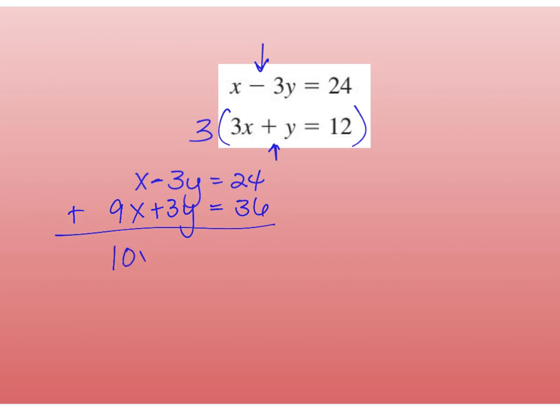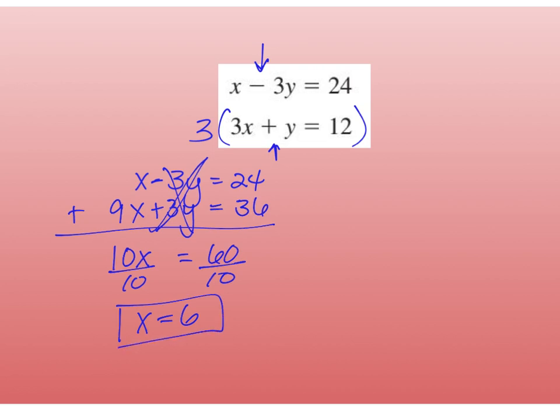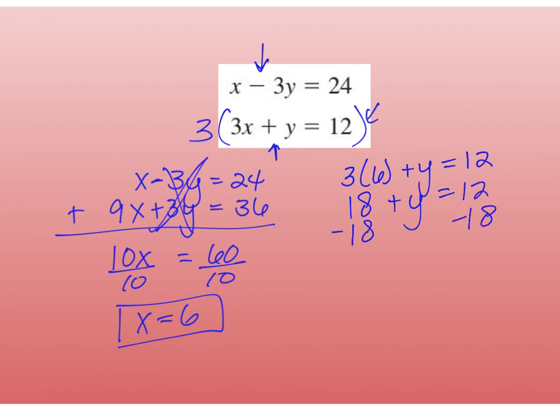So I have now what I can add together. This will be 10x. These two are canceled, equals 60. Now I can divide by 10, so x equals 6. That's the first part. Now that I know x equals 6, I can solve for the rest. I'm going to use this second one to solve for y. So this would be 3 times 6 plus y equals 12. So 18 plus y equals 12. Minus 18, minus 18. So y equals negative 6.